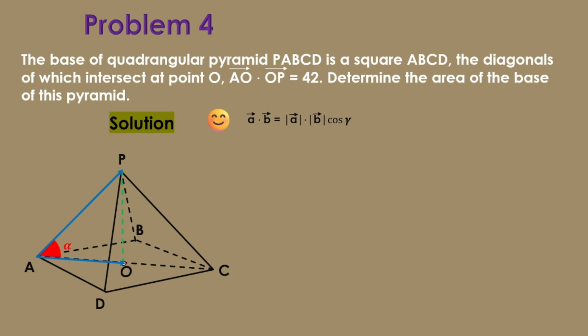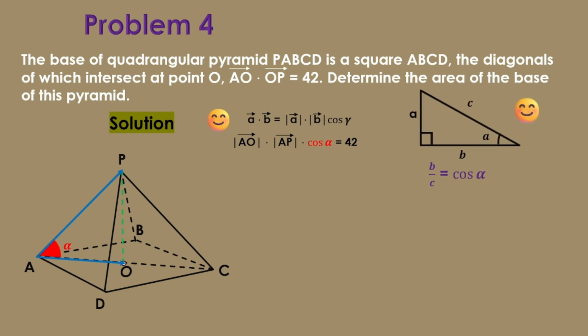Alpha, let it be. Then we recall the formula for finding the product of vectors through the cosine of the angle between them. So we substitute instead of a, AO, and instead of b, we substitute AP, and instead of the cosine gamma, I substitute cosine alpha. And by the condition of the problem, the product of these two vectors is equal to 42.